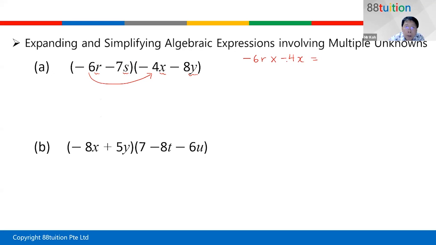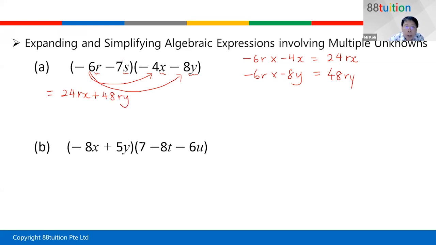And what will you get? You get 24 Rx. Okay, so I'm going to write down the first term, 24 Rx. Now, next one, I'm going to take minus 6R times minus 8Y. So minus 6R times minus 8Y. Okay, what do I get? Minus times minus is plus, 6 times 8, 48. I get Ry. Okay, so I'm going to write the next one, plus 48 Ry.